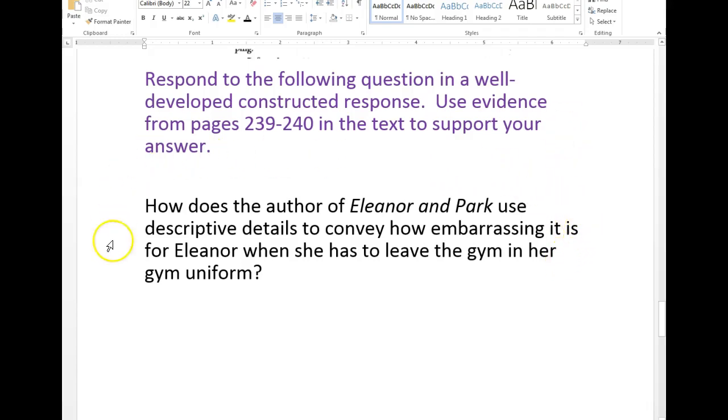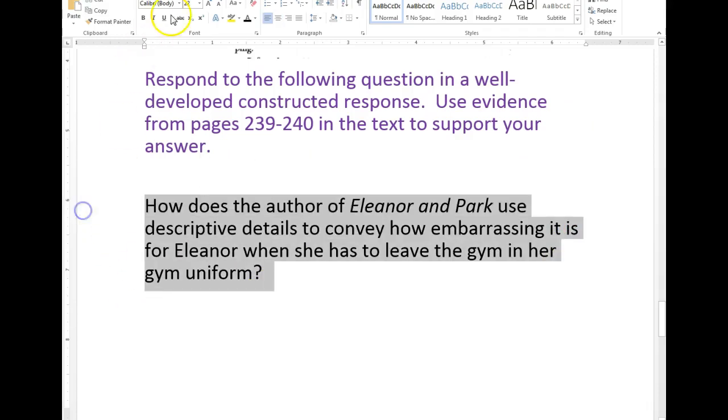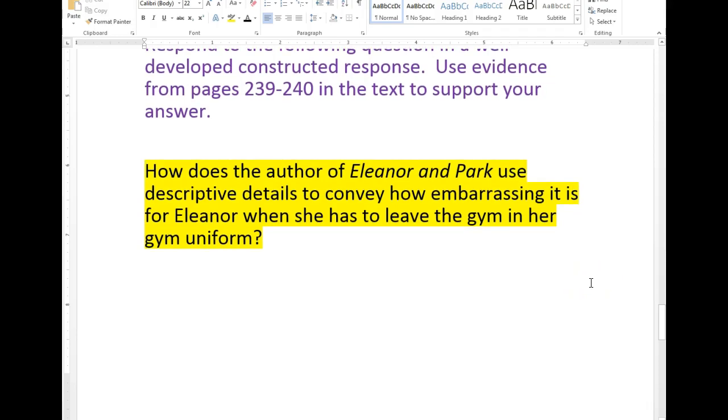Here is today's question. Let's be real clear. Here it is in yellow. This is today's question: How does the author of Eleanor and Park use descriptive details? That just means language, words, phrases. How does the author use descriptive details to convey how embarrassing it is for Eleanor when she has to leave the gym in her gym uniform?